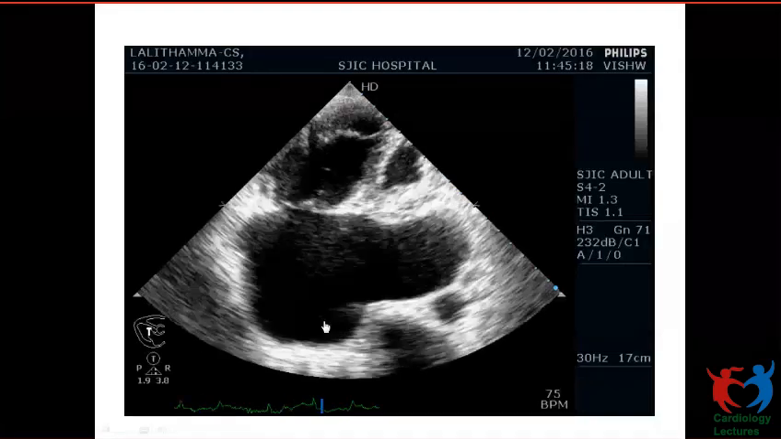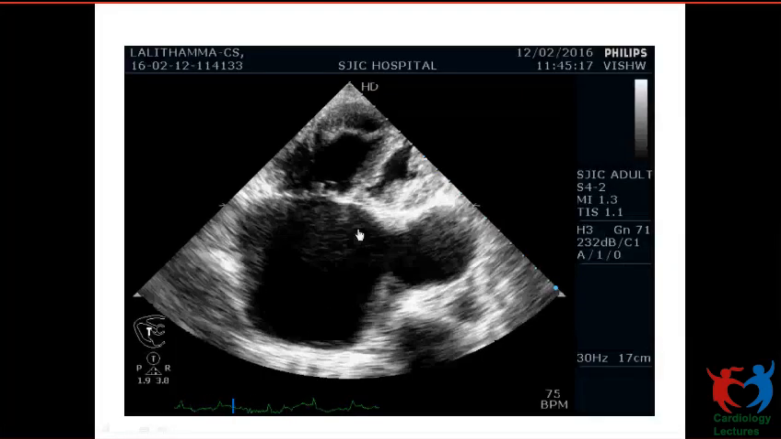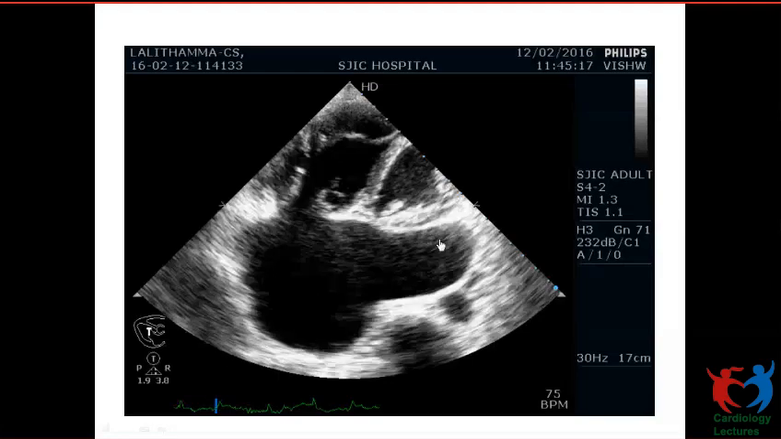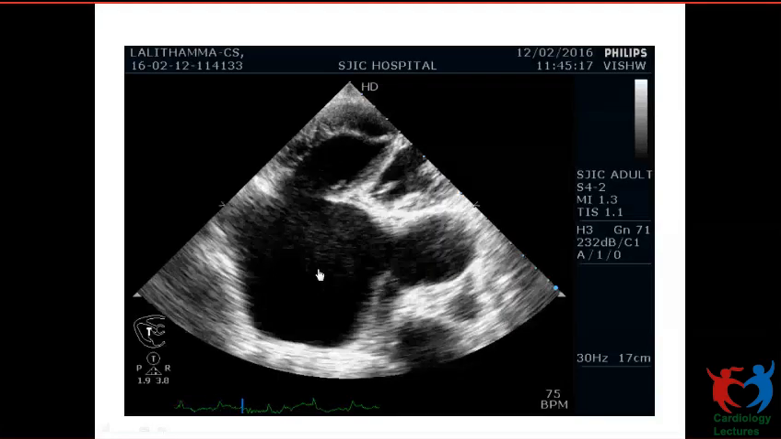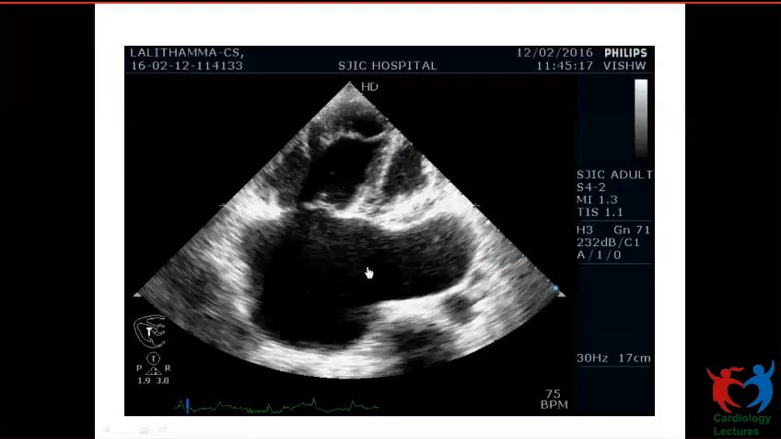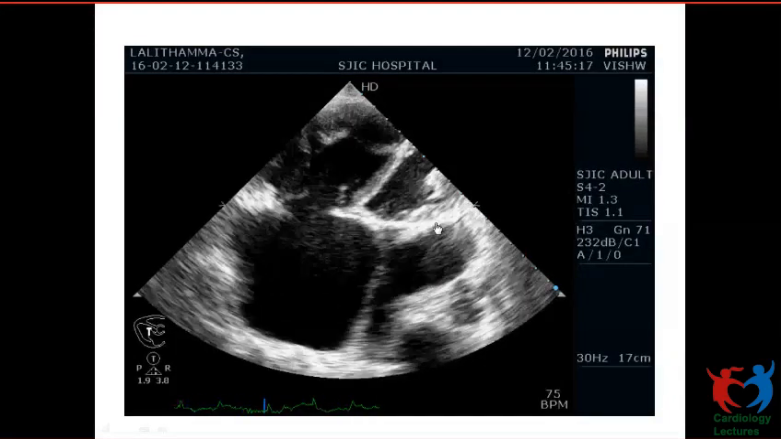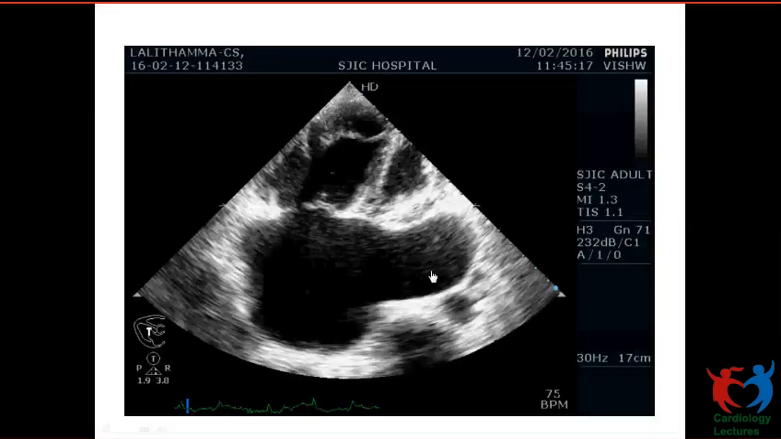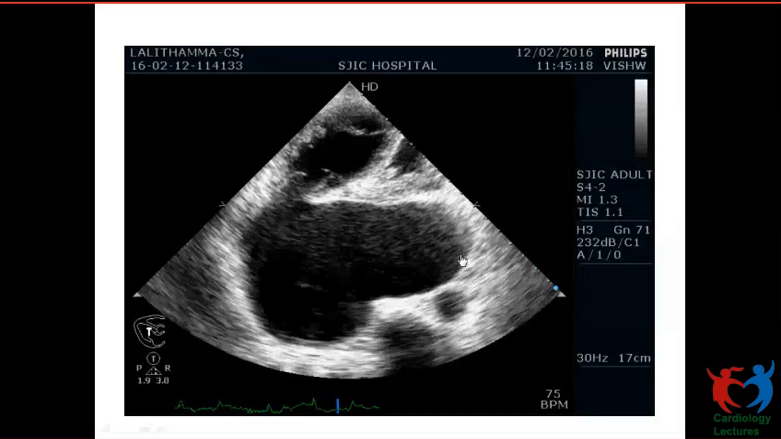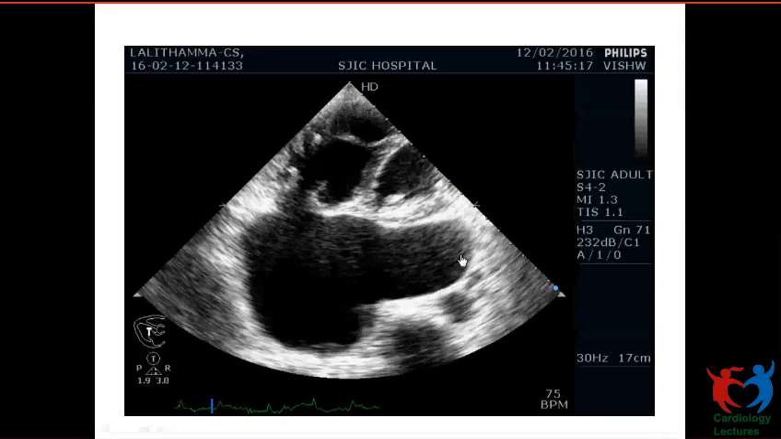What is this? You are right. Dilated coronary sinus. You can see it draining into the right atrium, opening into the right atrium. Ma'am, that entire thing is coronary sinus. This whole is right atrium, coronary sinus. Maybe some 4 centimeter or so.